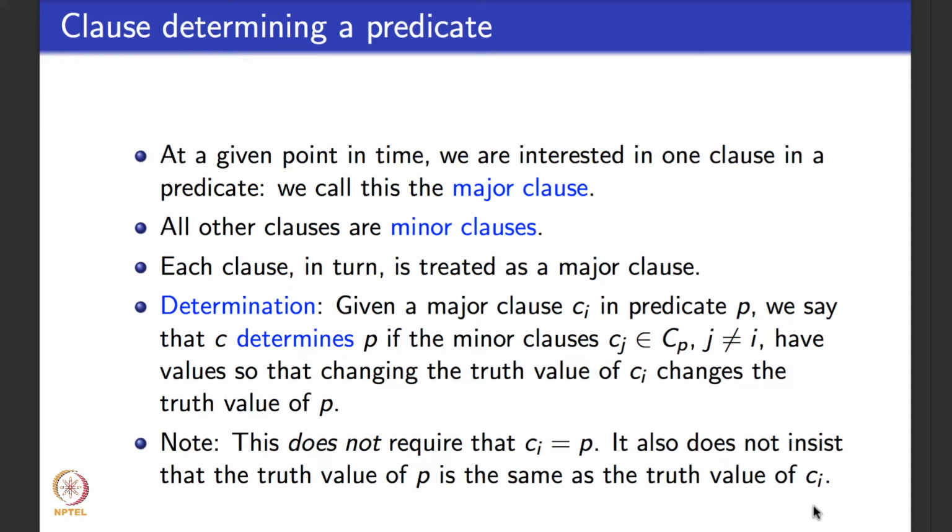But what is important is that I fix one clause, call it the major clause, and say this clause has to determine P. It means whenever this clause changes its truth value from true to false or false to true, it will change the truth or falsity of P. All the other clauses, called minor clauses, take values such that this happens. And when this happens, I say that the major clause determines P.